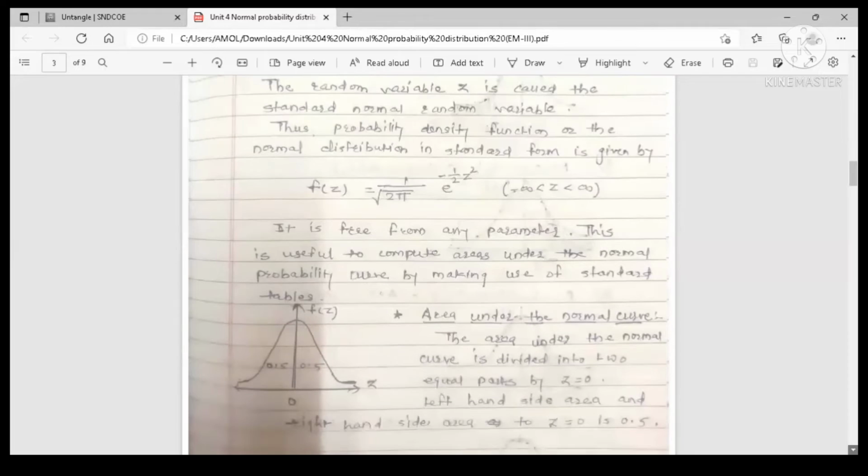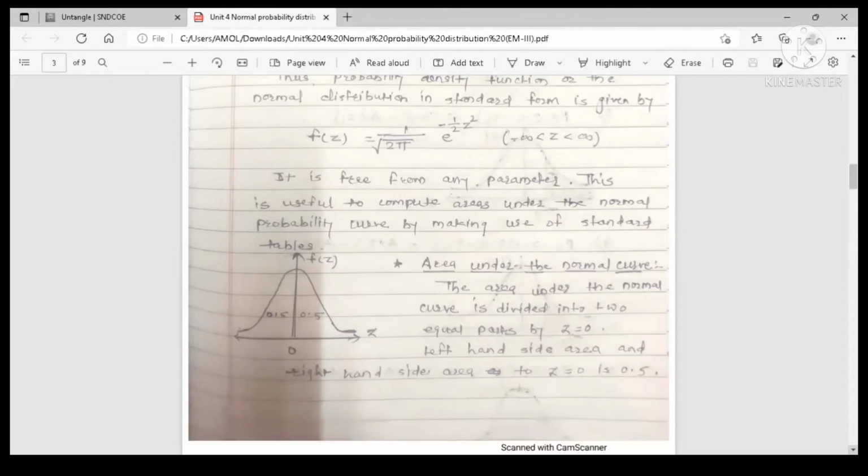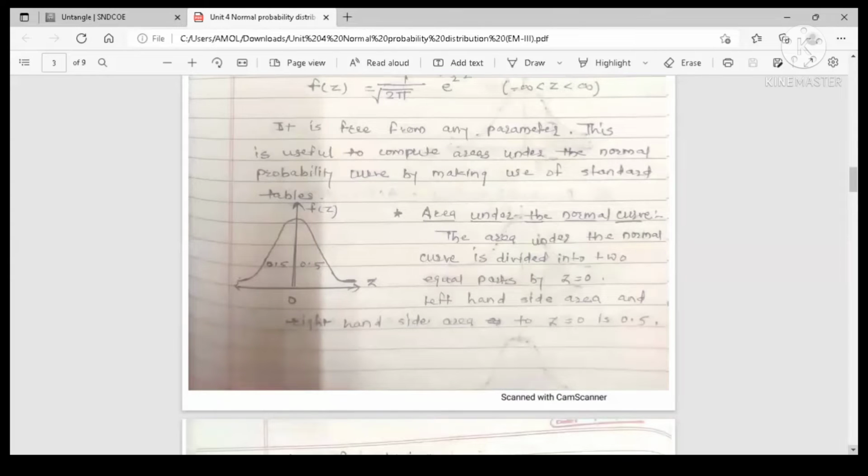Now this equation is free from any parameter, meaning it is free from mean and standard deviation. This is useful to compute areas under the normal probability curve by making use of standard tables. Using standard tables, you can calculate the area, which is nothing but the probability of the normal curve. The area under the normal curve is divided into two equal parts by Z is equal to 0.